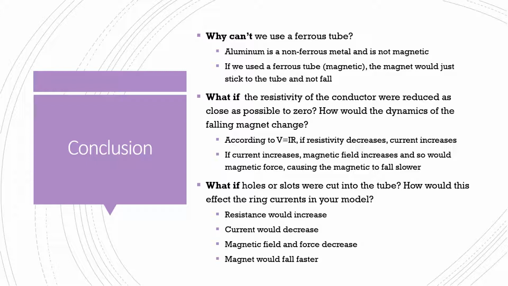If the resistivity of the conductor was reduced, according to the equation V equals IR, current would increase. If current increases, magnetic field and magnetic force would increase as well, and even completely balance out the gravitational force, causing the magnet to fall much more slowly. If holes were cut in the tube, resistance would increase, current would decrease, according to V equals IR, magnetic field and force would then decrease and the magnet would fall faster.